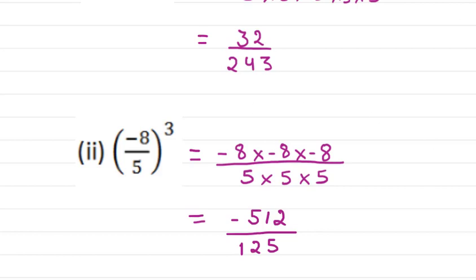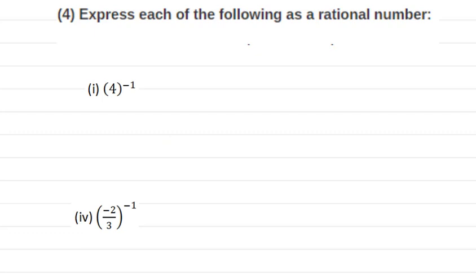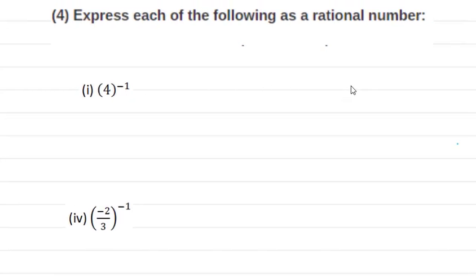Now let's see another. The next question is: express each of the following as a rational number. The first part is 4 to the power minus 1. So with this formula, you know that whenever you have a to the power minus 1, you have to write it as 1 by a. That means you write the reciprocal of it and the power will become positive.